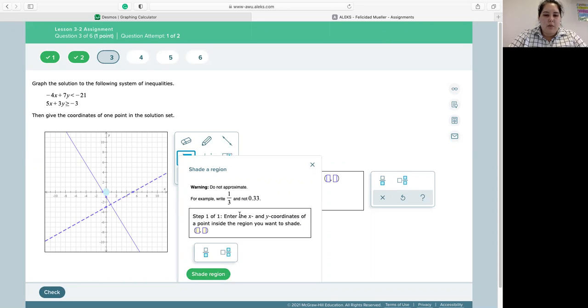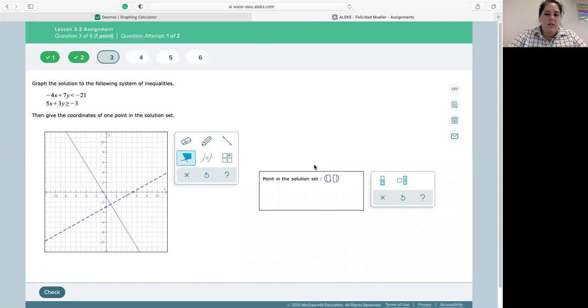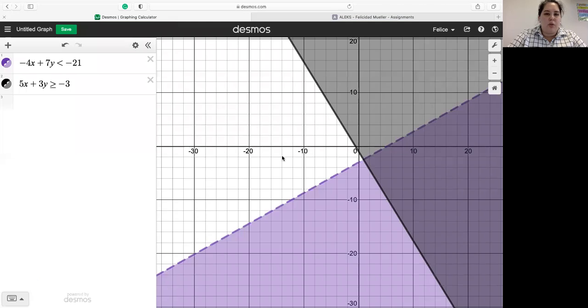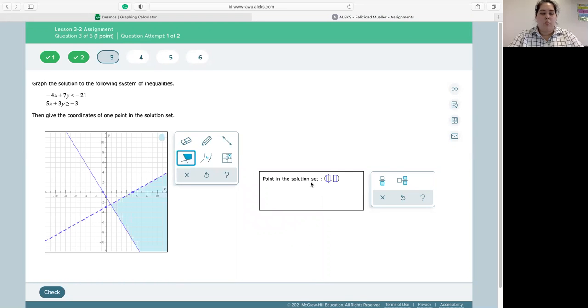And so this time they want you to go ahead. Oh, interesting. There we go. So we're going to just label a point. Anything in this shaded region would work. So I could do like 10, 0. I could do 20, negative 10 would work. So I'm just going to go with 20.